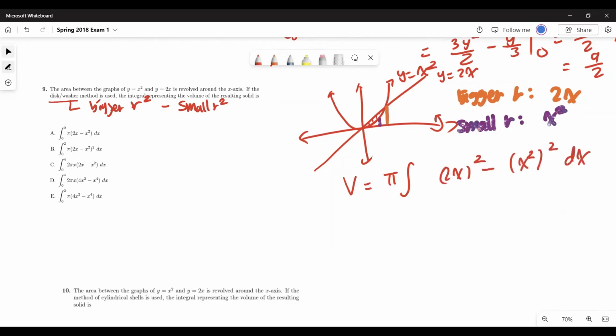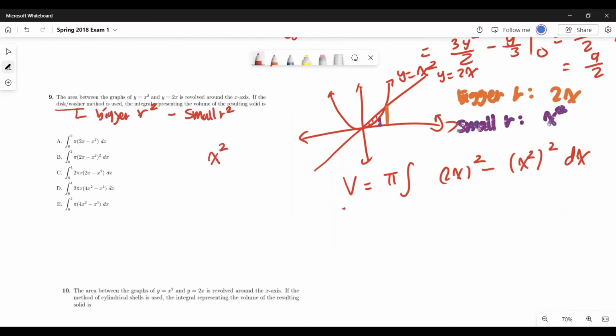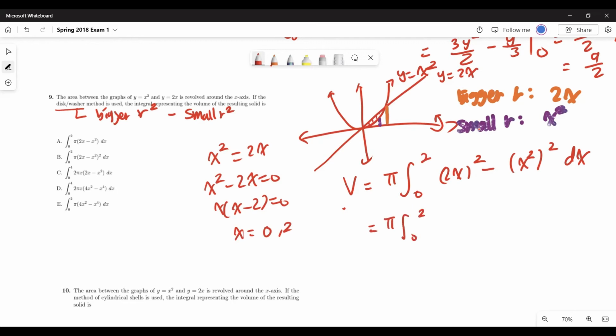And we want to find the integration points. What should we do? We should just set it equal to each other. So 2x equals x squared, x squared minus 2x equals 0, x times x minus 2 equals 0, x equals 0 to 2. So it's integrating from 0 to 2. Okay, pi, 0 to 2, 2x squared is 4x squared minus x to the fourth power dx. And you should just find the same one that's equal to this one. So that's just E. So the answer for this question is just E.